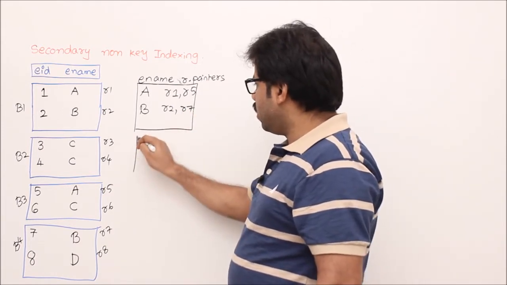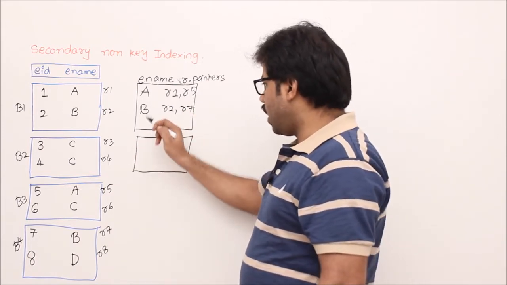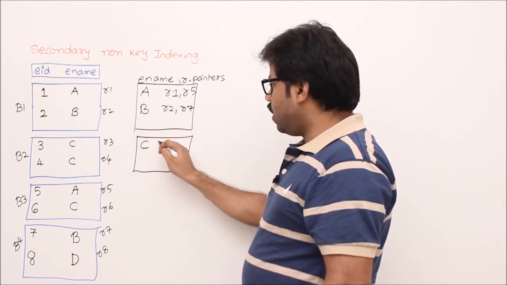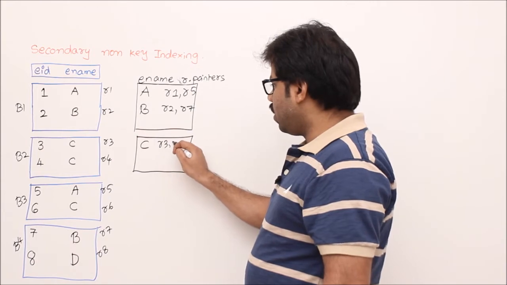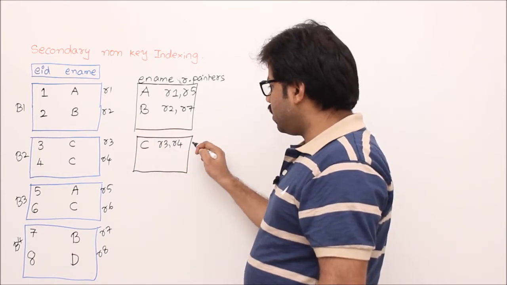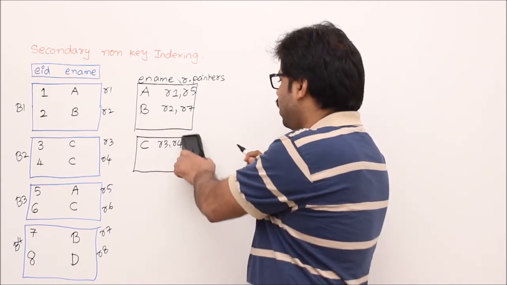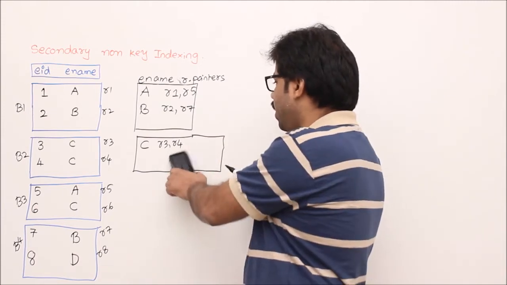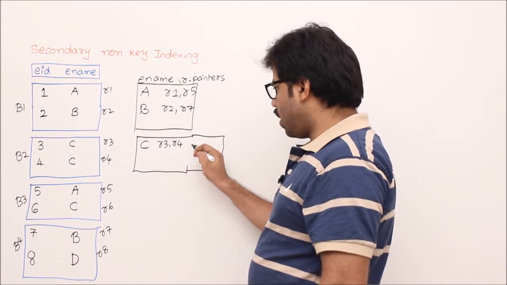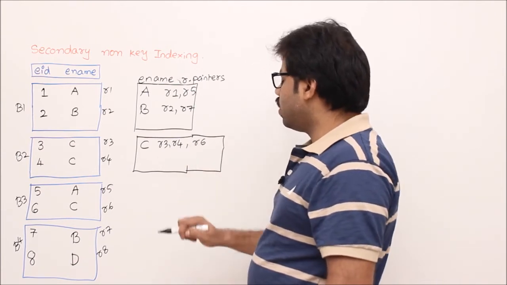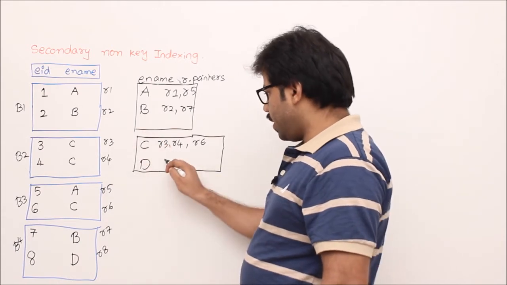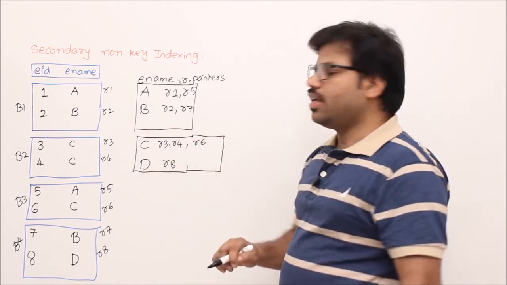Next, we'll go to another page. I am assuming this page is full. So next, C. C is R3, R4 and there is one more record, so here we have to use variable length records. So it would be R3, R4 and R6. Next, D. D is only in R8. So we create the index.